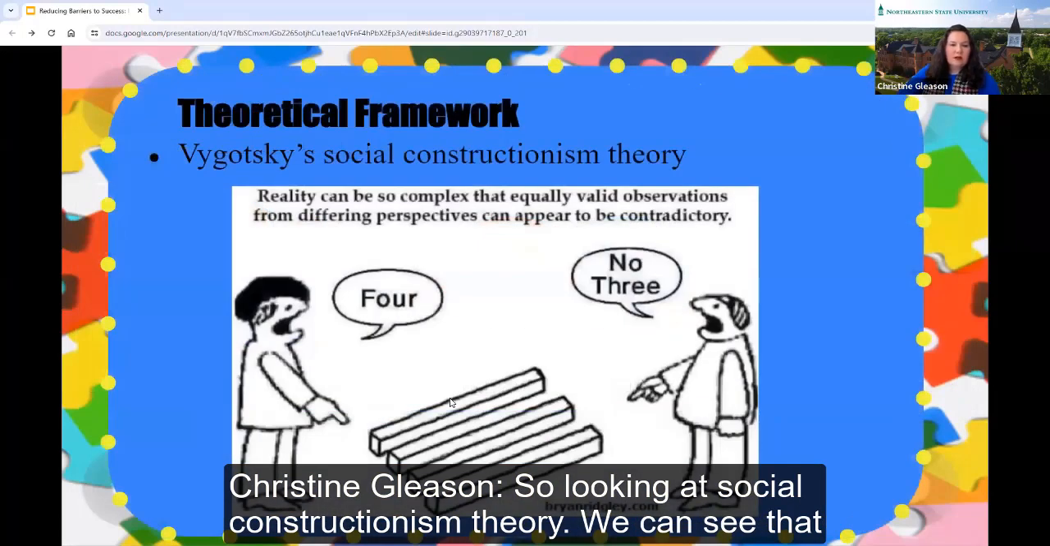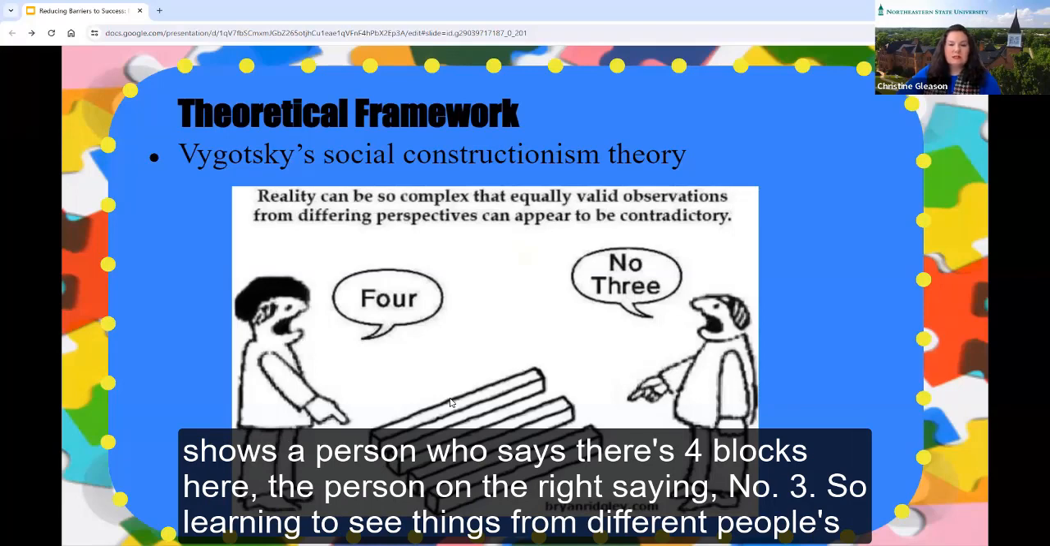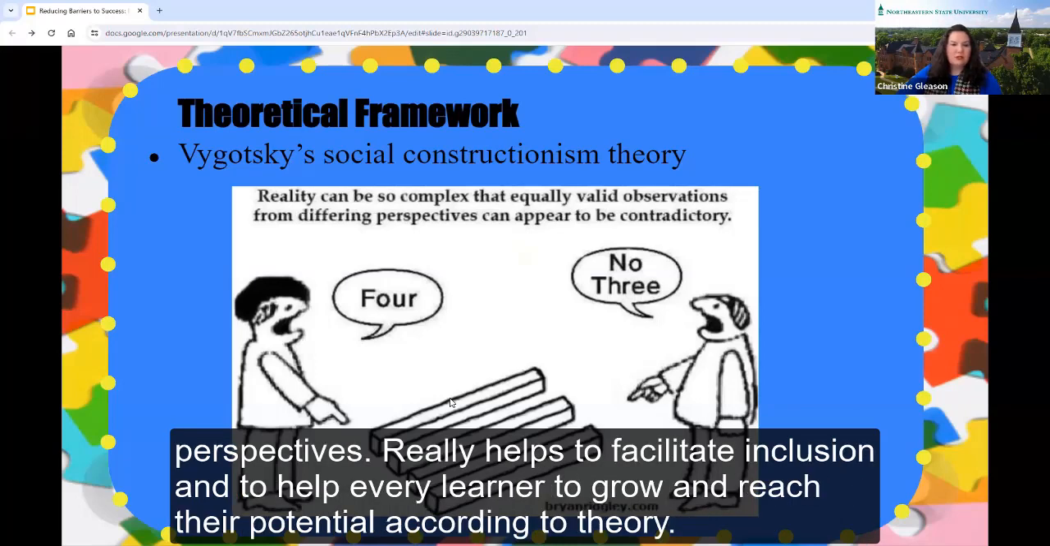Looking at Vygotsky's social constructionism theory, we can see that learning is based on working out a reality perspective through social interaction. The cartoon on the left shows a person who says, there's four blocks here. The person on the right says, no, three. Learning to see things from different people's perspectives really helps to facilitate inclusion and to help every learner grow and reach their potential, according to Vygotsky's theory.